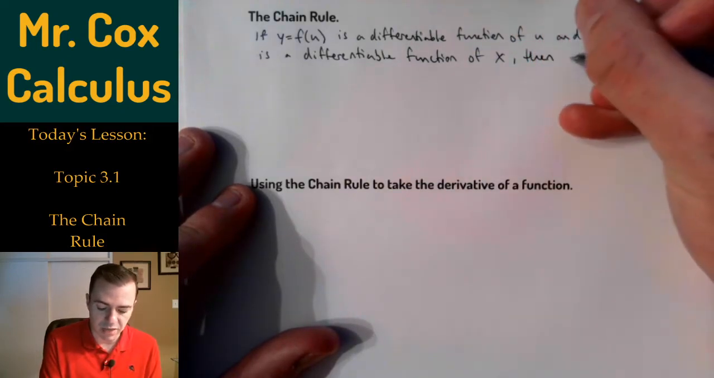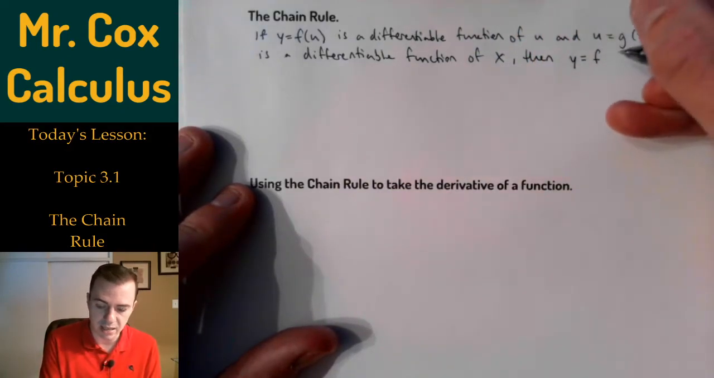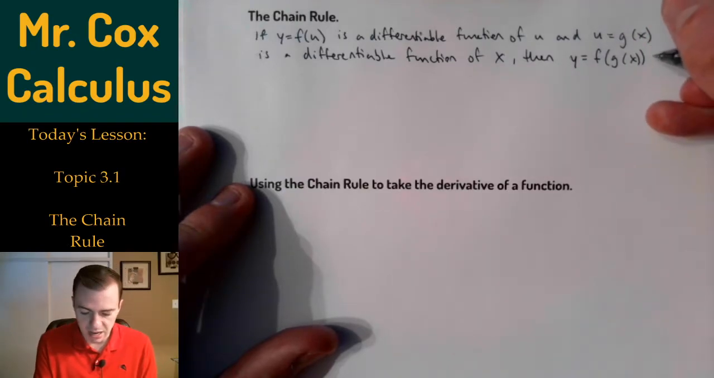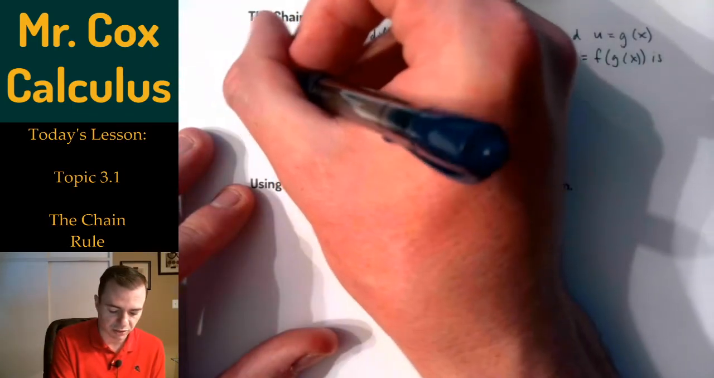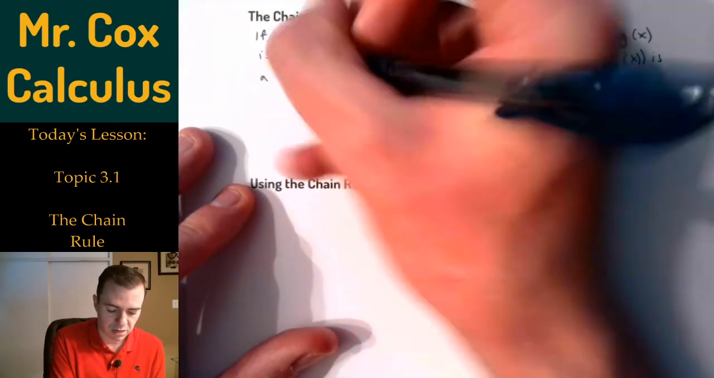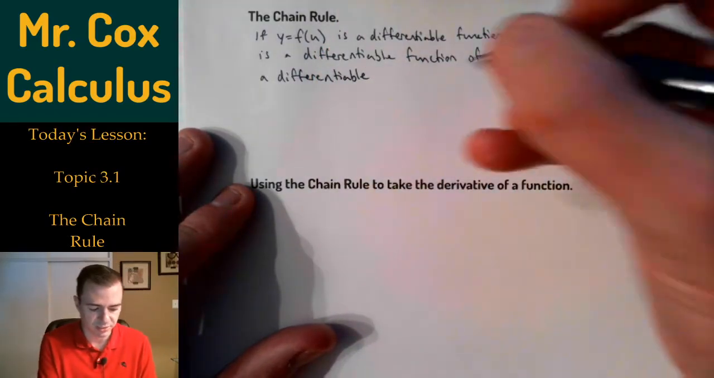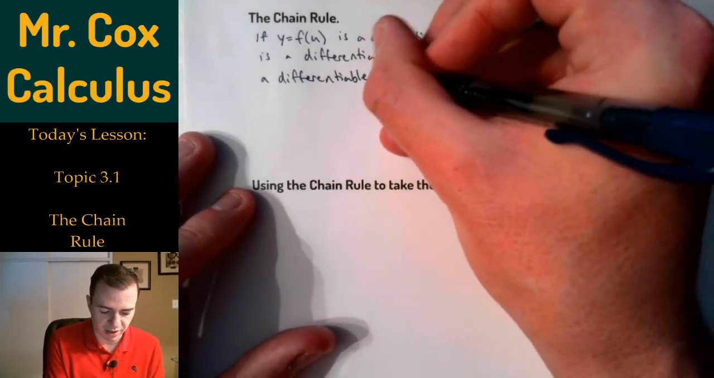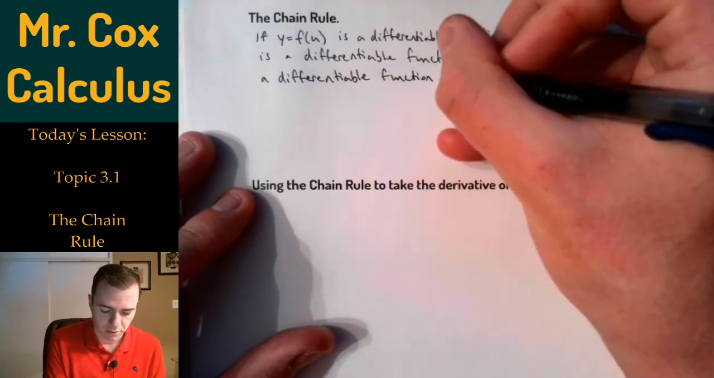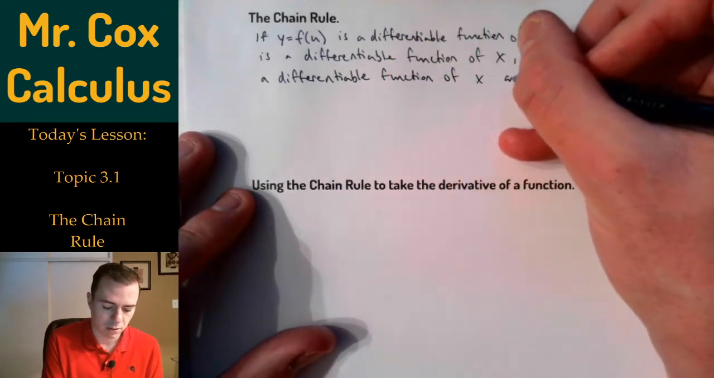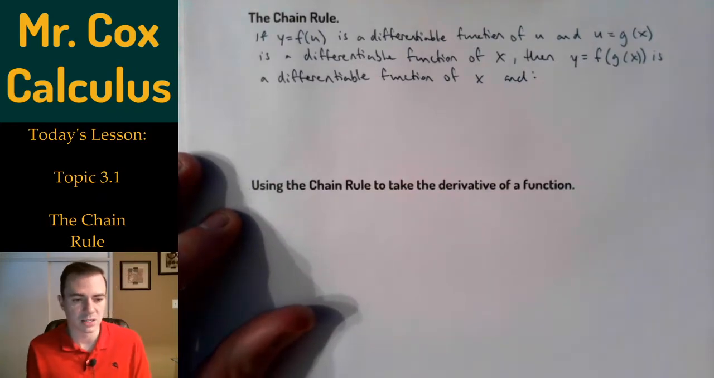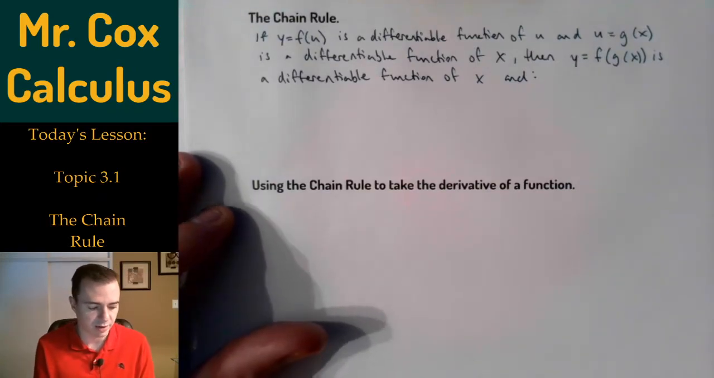Then, and now we'll build that composition of functions. Y equals f of g of x is itself a differentiable function, meaning I can take the derivative of this composition of functions. It's a differentiable function of x. And now we're going to state what the chain rule really is going to look like for you.